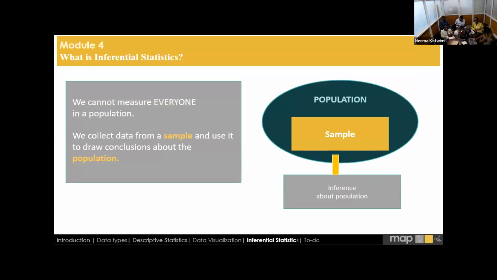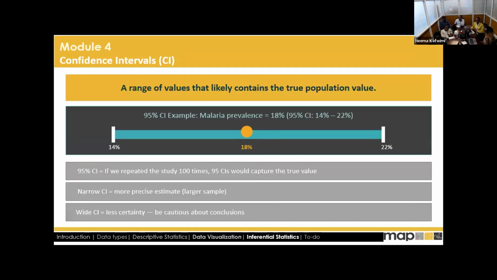We cannot measure everyone in a population. We collect data from a sample and we use it to draw conclusions. What we have studied from a sample will help guide us to inform the whole population. Now, the context of inferential statistics is: what you have got, are you confident with it? Are you sure that it can reference the whole population? Now, the confidence interval shows us a range of values that likely contain the true population value.